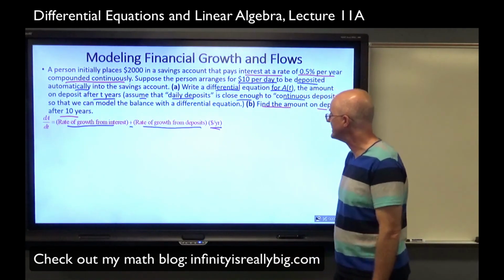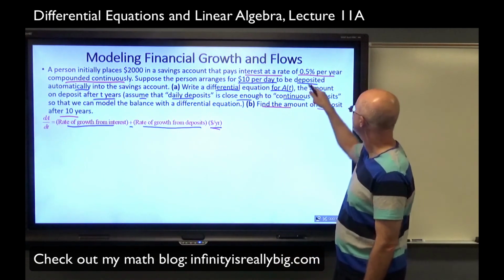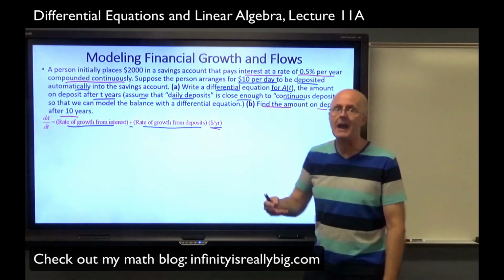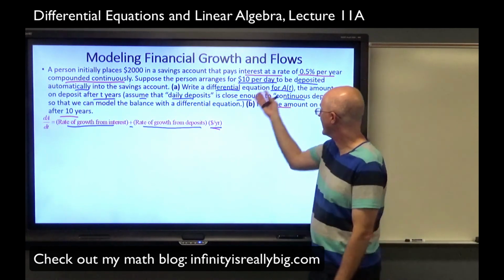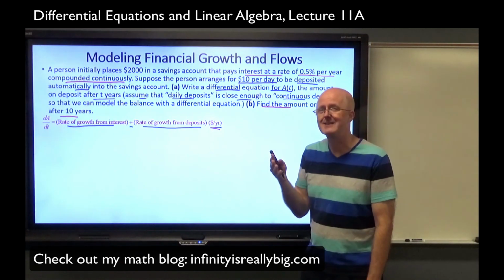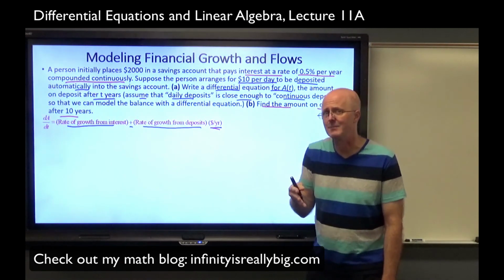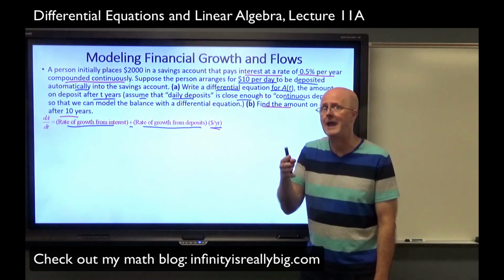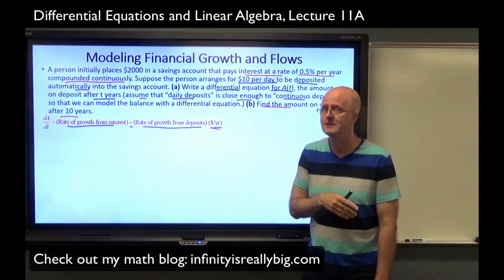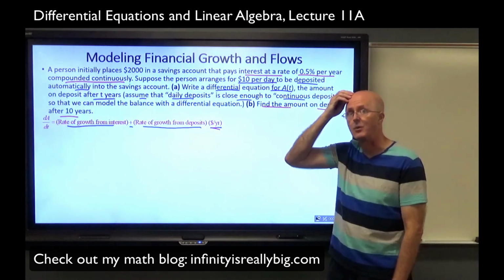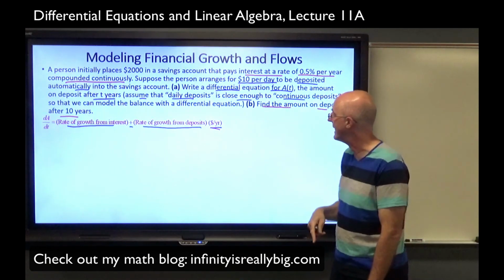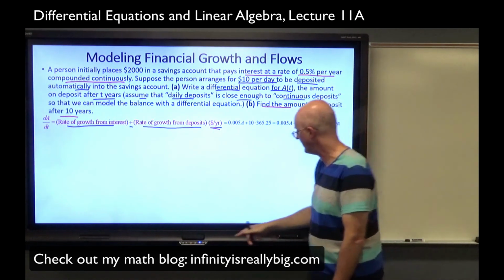What's the rate of growth from interest? It's 0.5% times the current amount as a rate. That's a relative rate of growth. And you have to convert it to a decimal, multiply that amount by 0.005. And then add this constant rate of growth as a rate of growth per year. You've got to convert it to being years. So this is what we get.